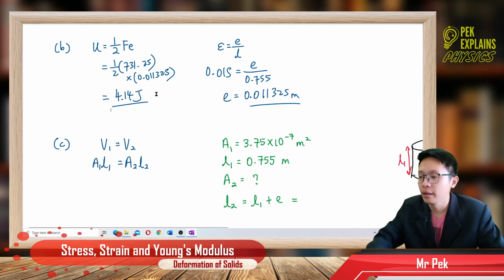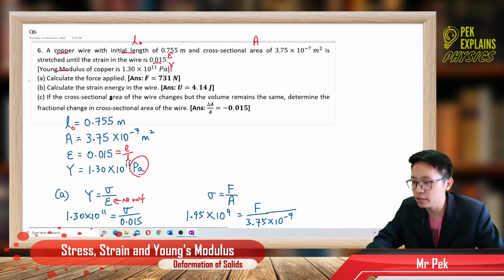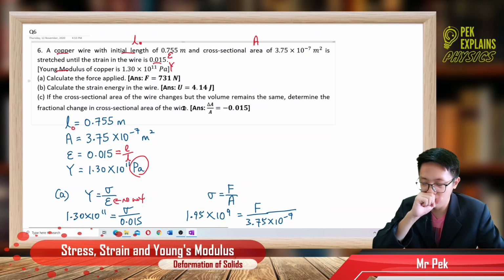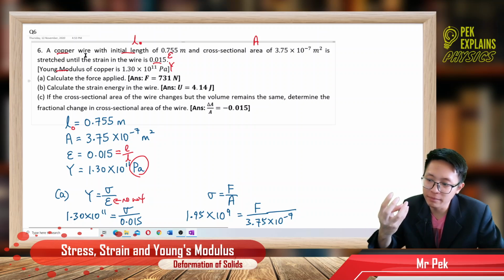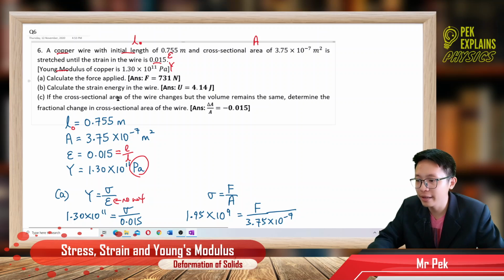Okay. Now, if the cross-section area of the wire changes but the volume remains constant, determine the fractional change in the cross-sectional area of the wire. Now why will the area of the wire change when the volume remains constant? It's because you stretch the wire. The amount of element in the wire still remains the same. That's why you say volume remains the same, but the area will change.